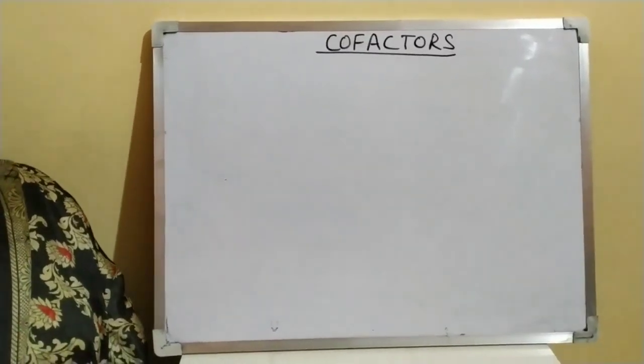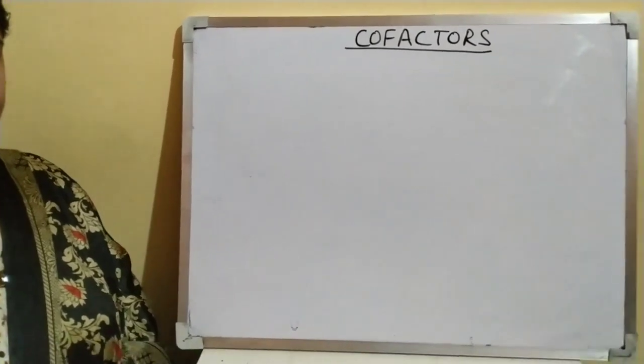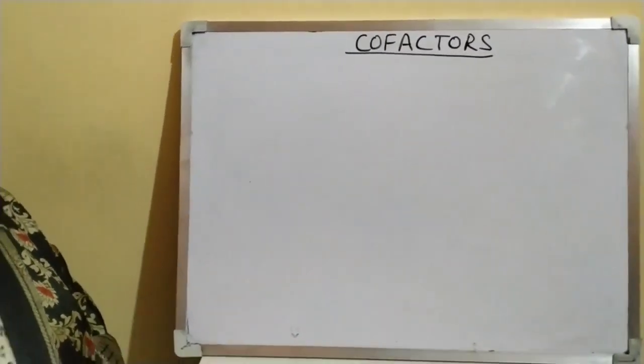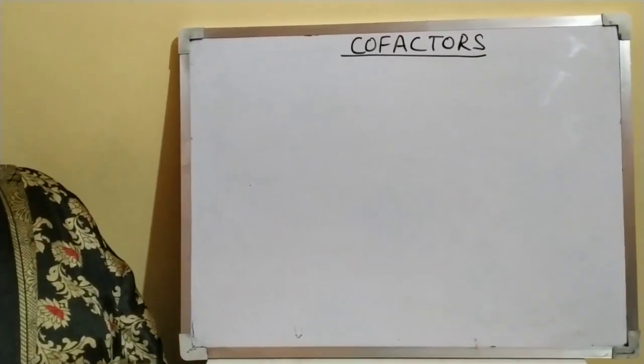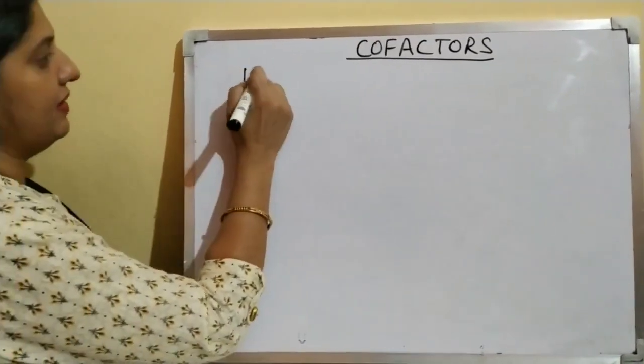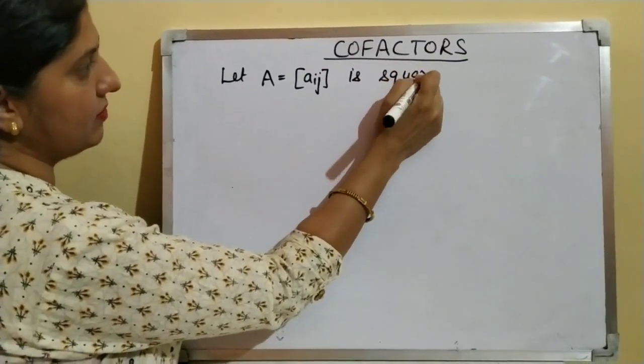Now we will learn about cofactors. What is the cofactor of an element? Let A be any square matrix with entries Aij of order n.